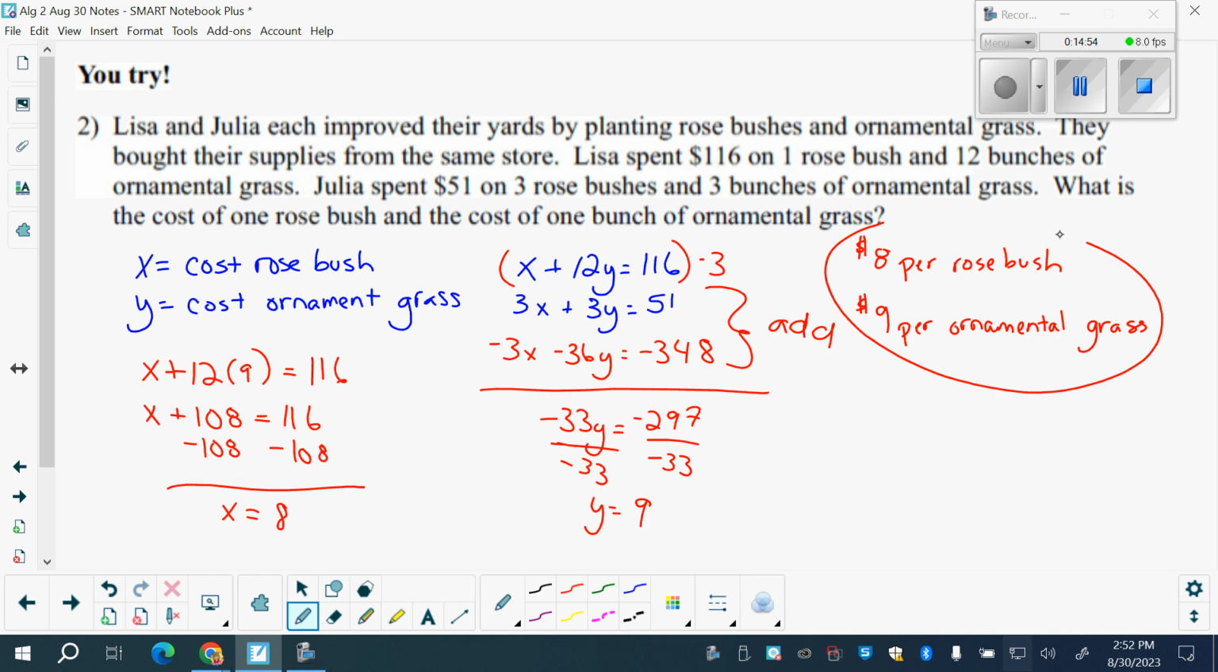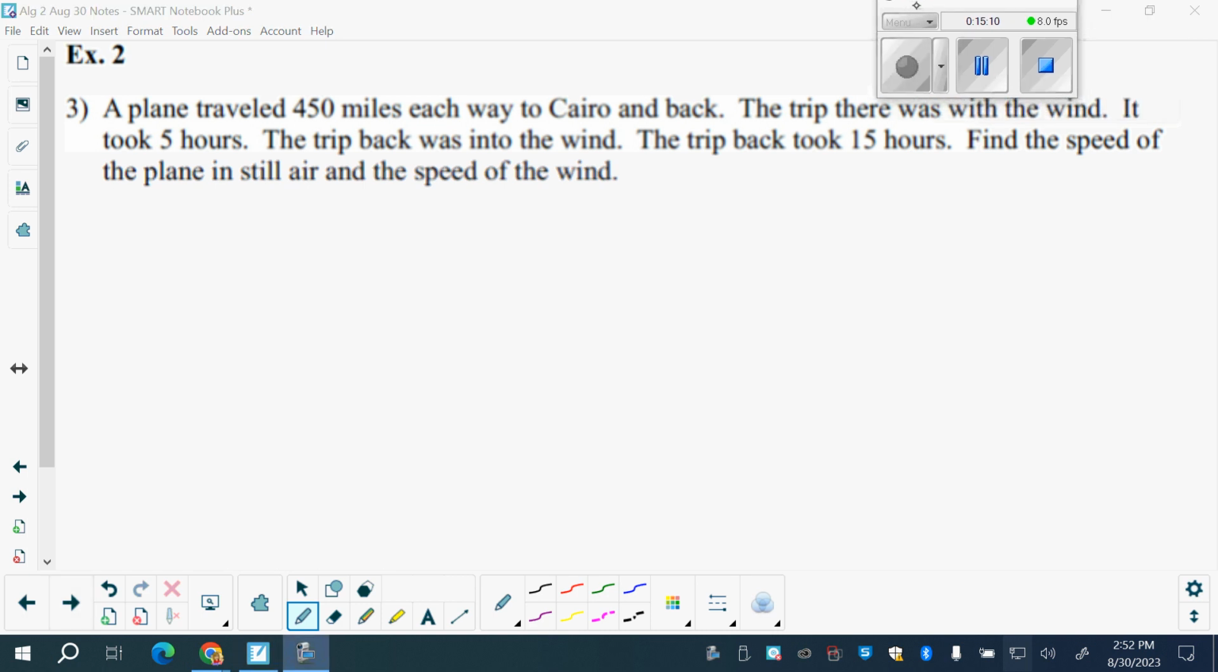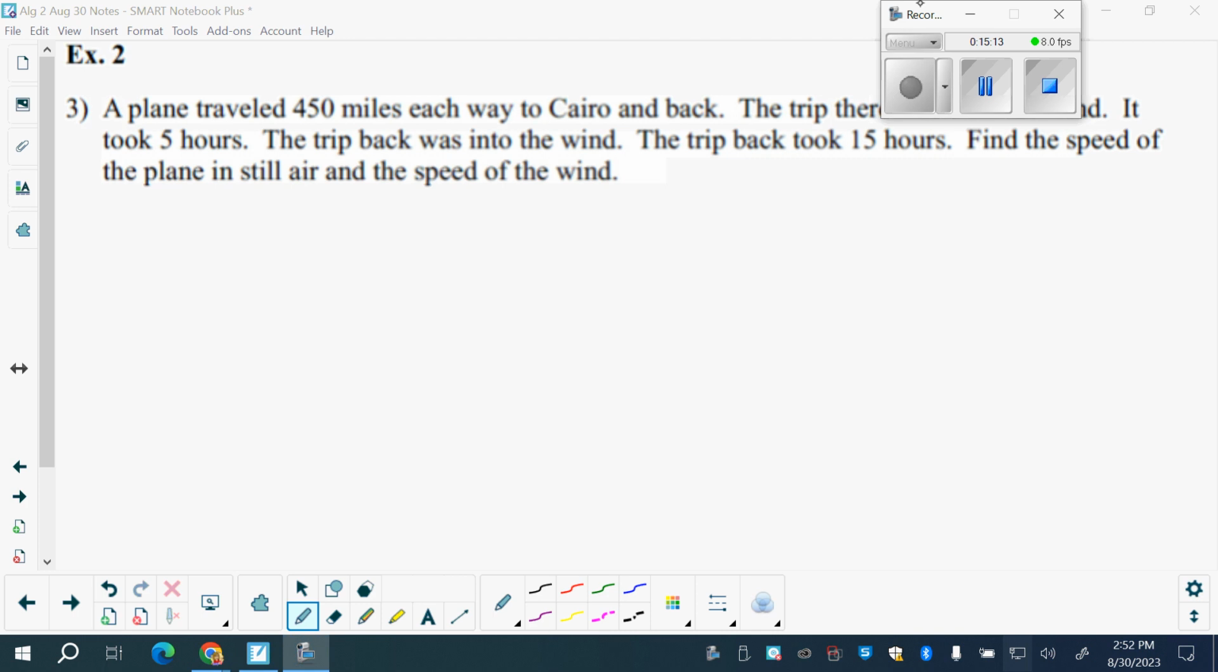Okay, on to the next one. A plane traveled 450 miles each way to Cairo and back. The trip there was with the wind. It took 5 hours. The trip back was into the wind. The trip back took 15 hours. Find the speed of the plane in still air and the speed of the wind.